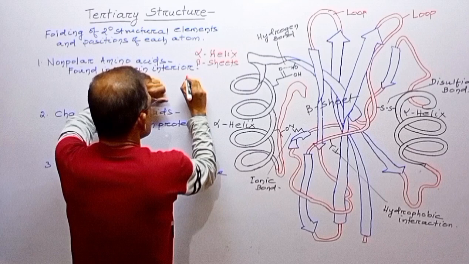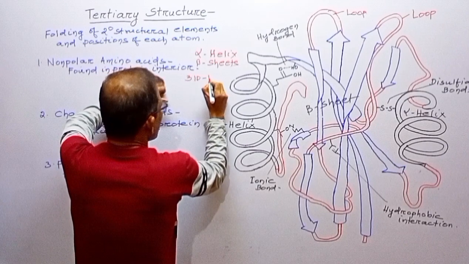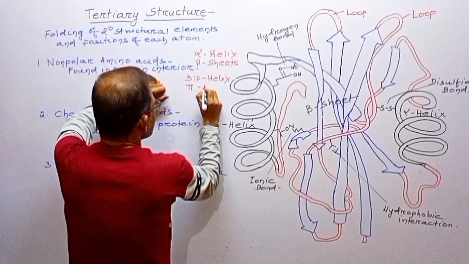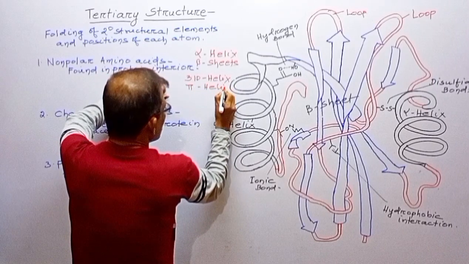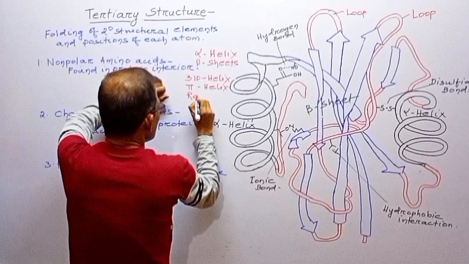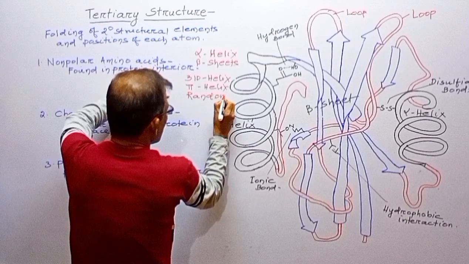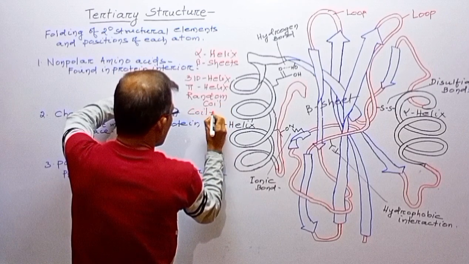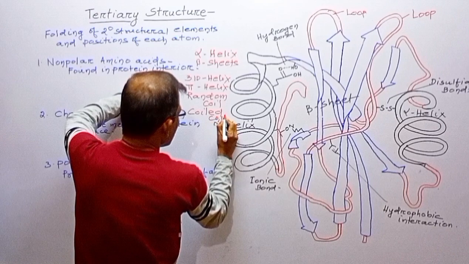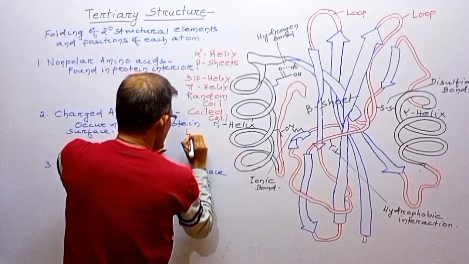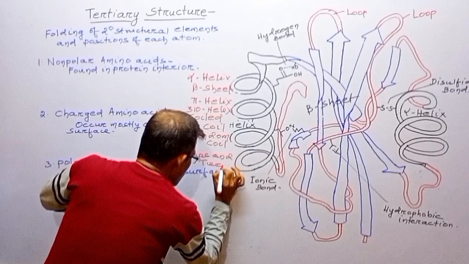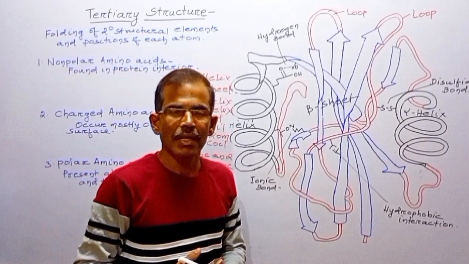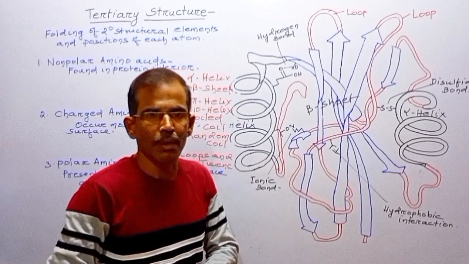Others are 3-10 helix, pi helix, random coil, and different types of loops and turns. So these secondary structural elements are folded in specific patterns to form the tertiary structure.